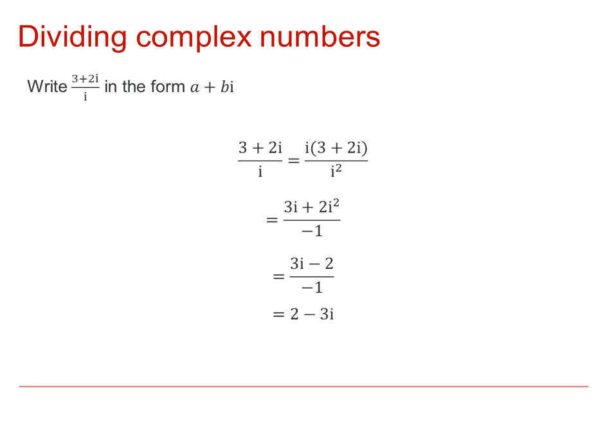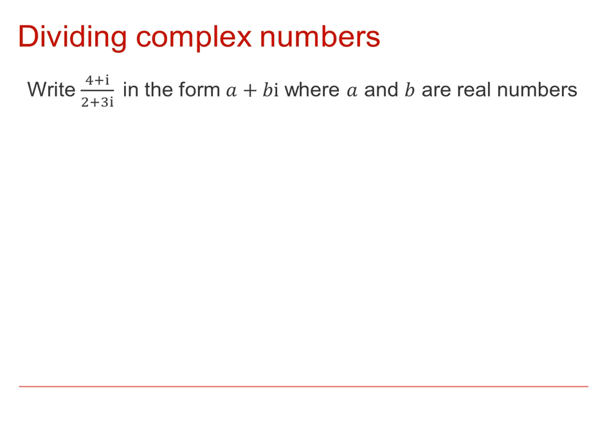When it comes to a more general division, for example, we've got 4 plus i divided by 2 plus 3i, then to make the bottom line into a real number, we've got to use this idea of multiplying by the complex conjugate of 2 plus 3i. So we multiply the top line and the bottom line by the conjugate of the denominator, which is 2 minus 3i. It then becomes a process of two sets of multiplication for the complex numbers.